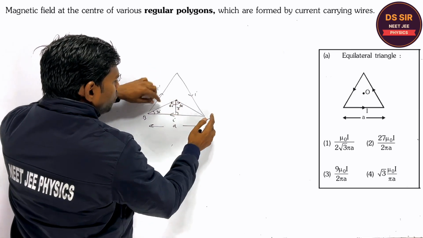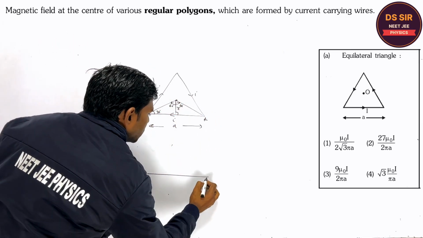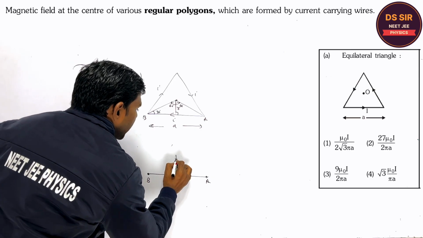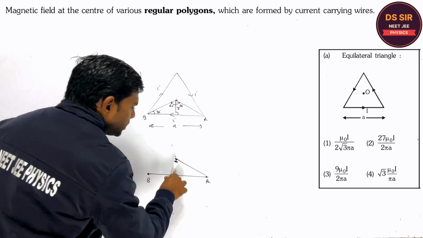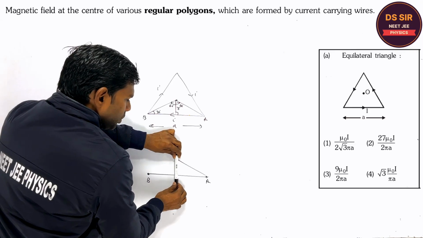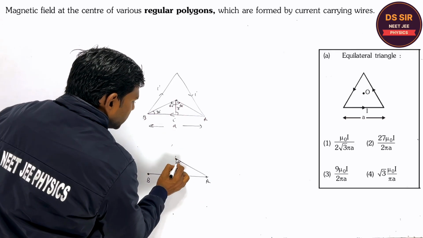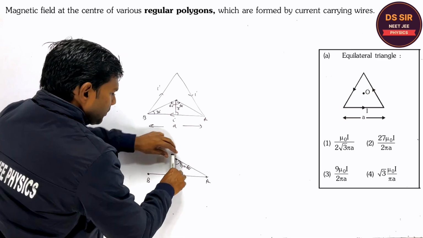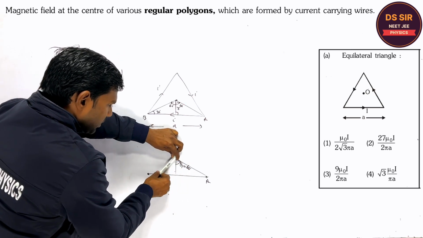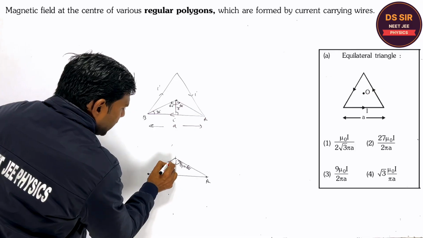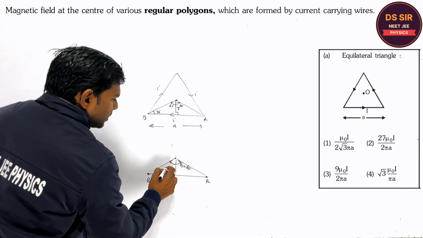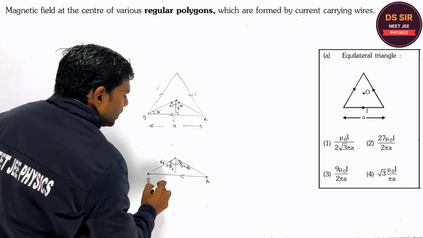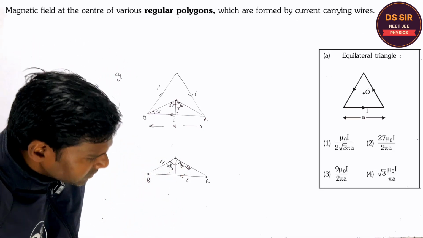Suppose this is the point A, this is the point B, and you have to find the magnetic field at this point. So this is the reference line. So this angle, say theta 1, is equal to 60 degree, and from the reference line in this direction, theta 2 is 60 degree. Is it clear or not? Yes. The current carrying wire is in this direction.